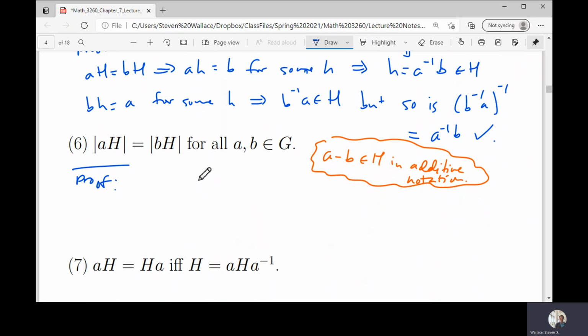All right. What about this? We need a one-to-one correspondence between the elements in here and the elements in there. And we're just going to consider the mapping goes from here to there, that takes little aH and maps it to little bH.